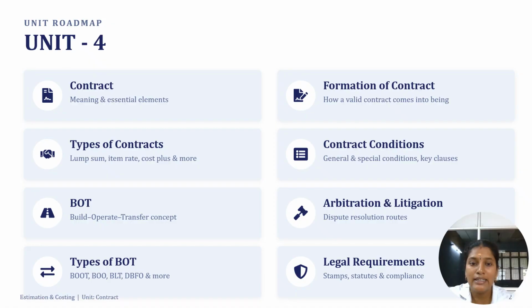What is all the content in the contract unit? Unit 4 is contract, types of contract, BOT. What is BOT and types of BOT? What is the formation of contract? What are all the conditions in the contract? Arbitration and litigation and legal requirements. So these are all the main content in Unit 4, that is contract, right? We will see one by one.